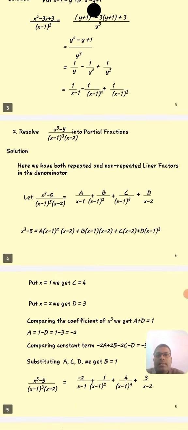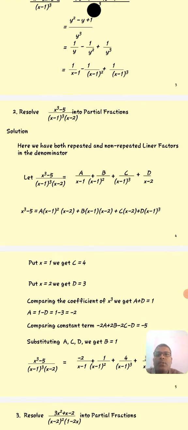Now we see the second problem. Resolve (x³ − 5) divided by (x − 1)³(x − 2) into partial fractions. Okay, here we observe the numerator and denominator. What is the degree of the numerator? 3. What is the degree of the denominator?